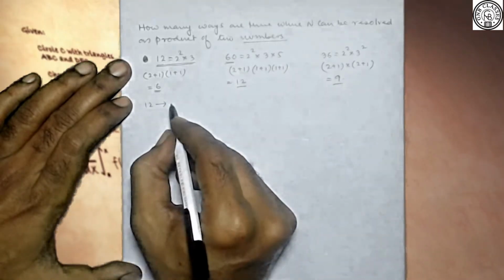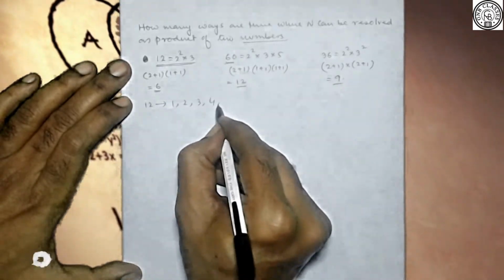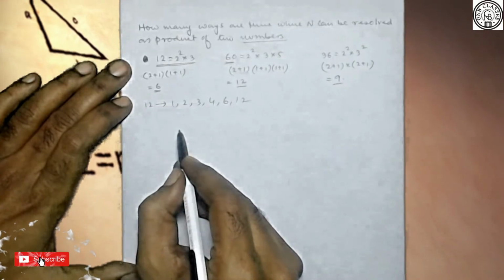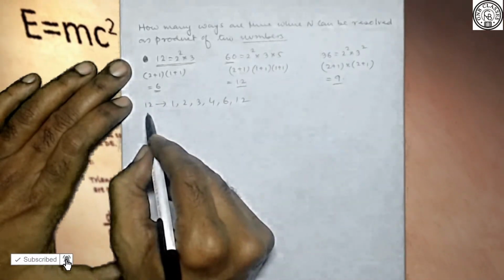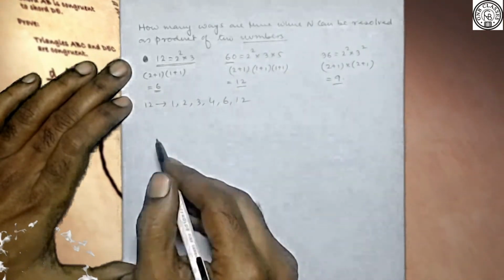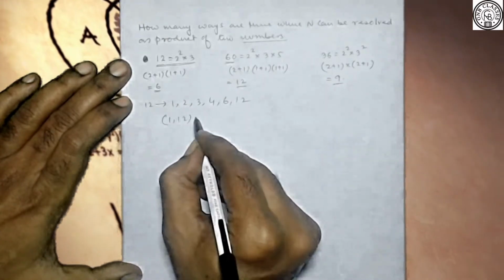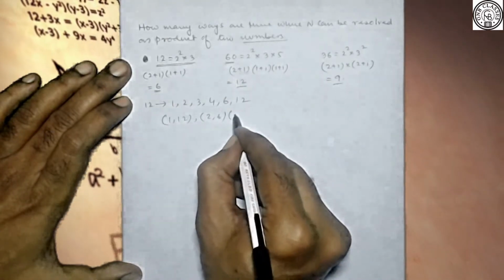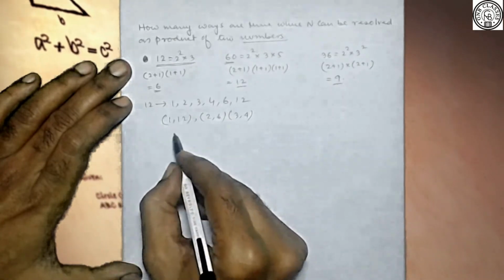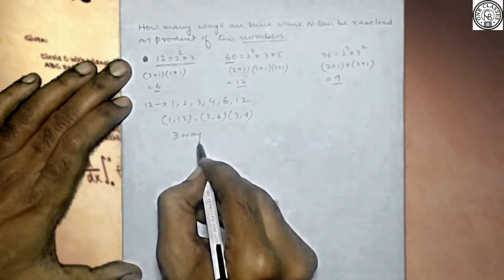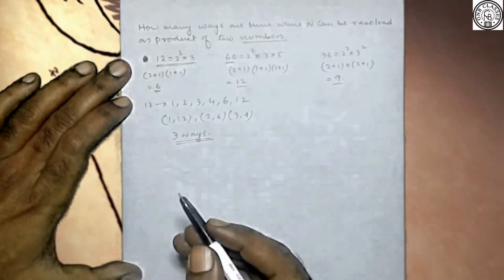Now, if I go for 12, what are the factors? What are the divisors? So how many number of ways are there where this 12 can be expressed as a product of 2 numbers? 1 into 12, 2 into 6, and 3 into 4. Correct? So there are 3 ways of resolving 12 as a product of 2 factors.